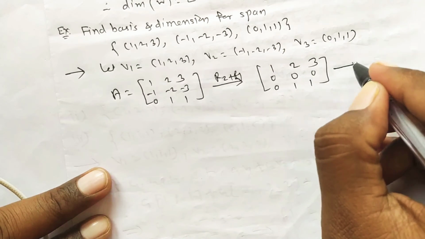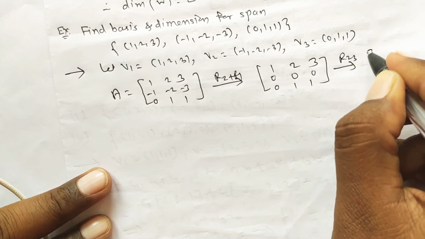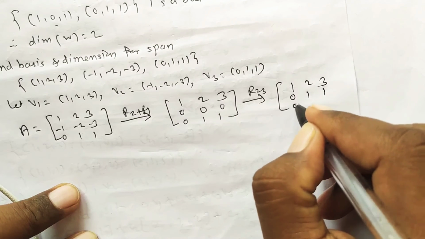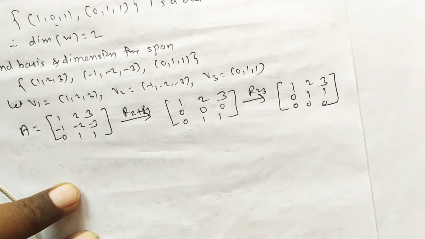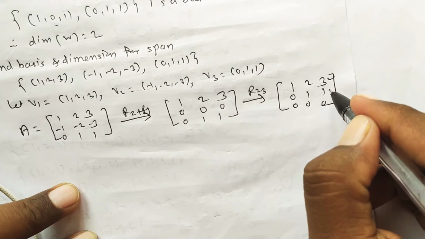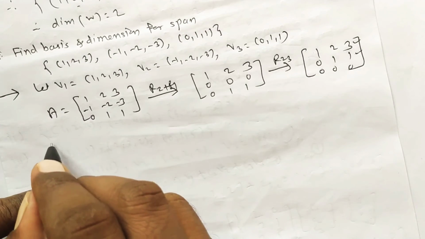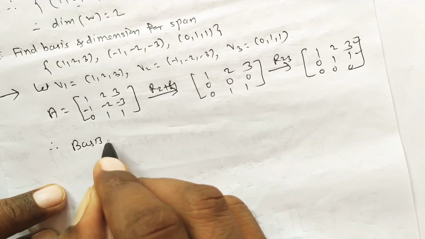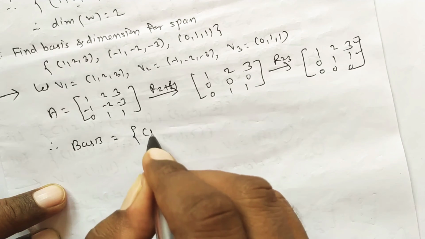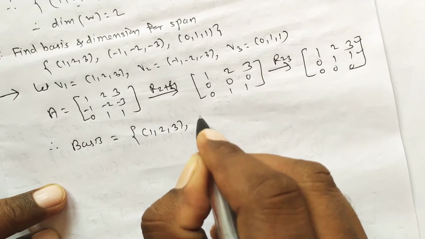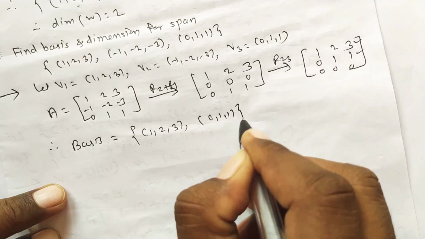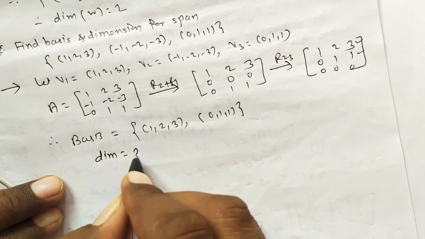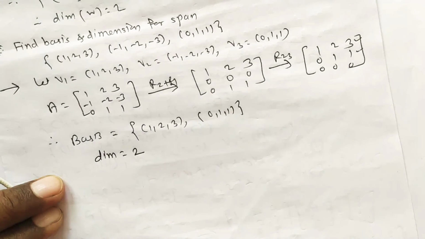Now if we interchange the second and third rows using operation R23, this matrix becomes 1, 2, 3, 0, 1, 1 and 0, 0, 1. So what are the linearly independent vectors here? This and this. So what is the basis of this? Therefore, the basis of the given set is: first vector is 1, 2, 3 and second vector is 0, 1, 1, and the number of vectors in the basis is 2, so its dimension is equal to 2.